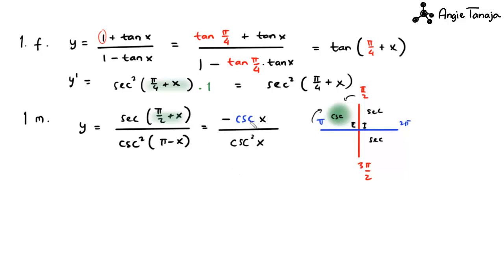Now we can simplify it again, right? So then it becomes what? Negative 1 over cosecant x. And you know cosecant x is 1 over sine. So then this will be just negative sine x. And the derivative of negative sine x is simply negative cos x. Okay, so that's it. You just need to modify the question first, and then you can simply differentiate the function.